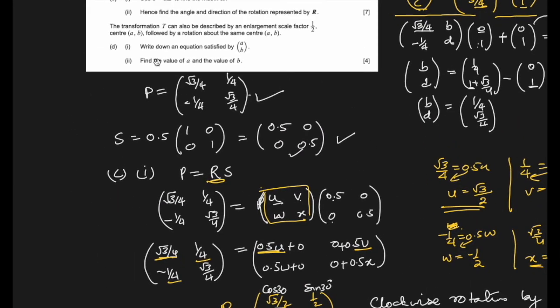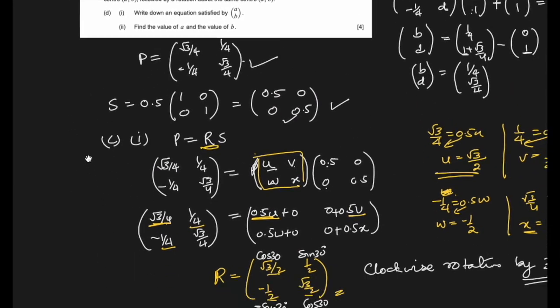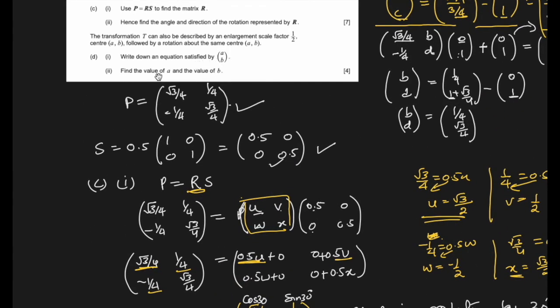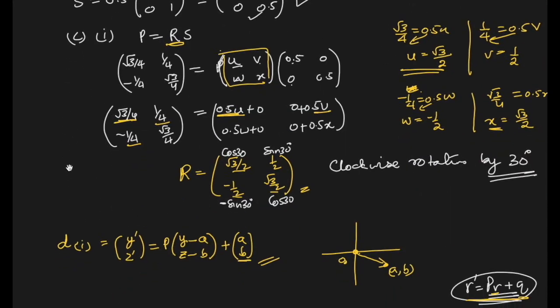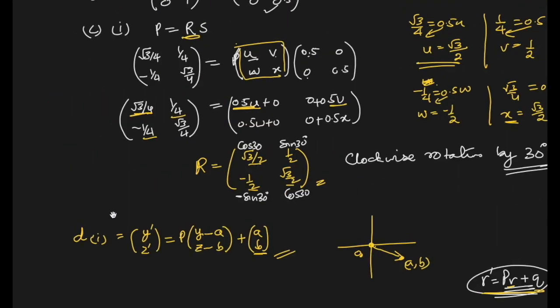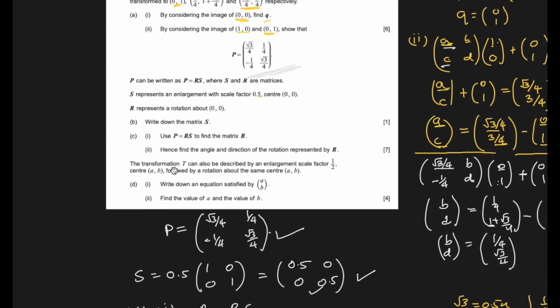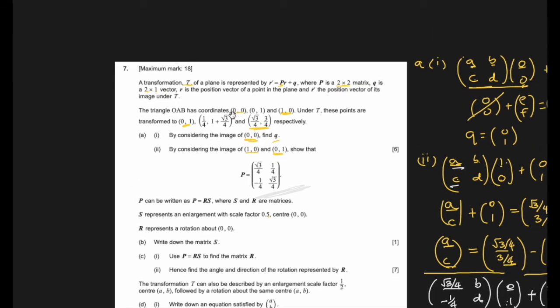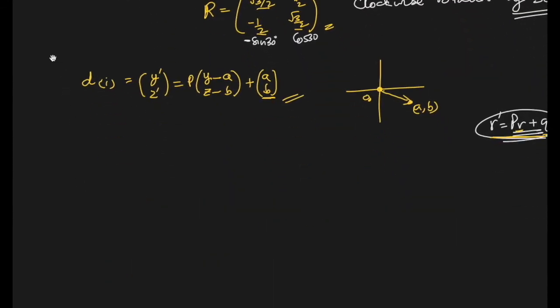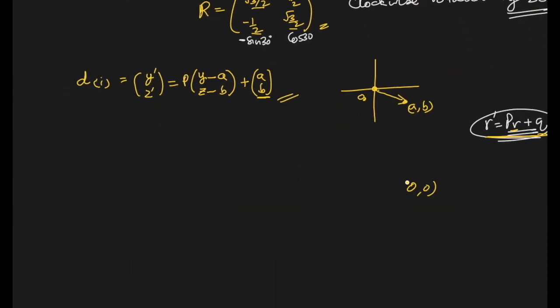They were asking us to write an equation satisfied by AB, and this will be the equation with reference to 0, 0, it becomes AB now. Find the value of A and B. Okay, we have to find the value of A and B now. So we can take one point, and 0, 0 is the best point, right? Because it's the same transformation T. So we can take the same image, 0, 0 becomes 0, 1. So we will write here in place of Y prime, Z prime, 0, 1.